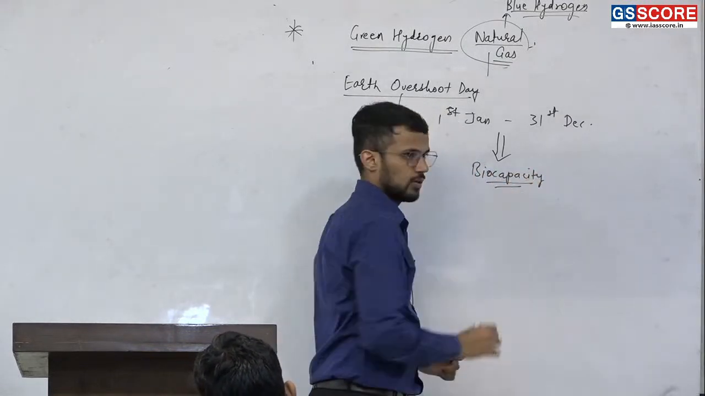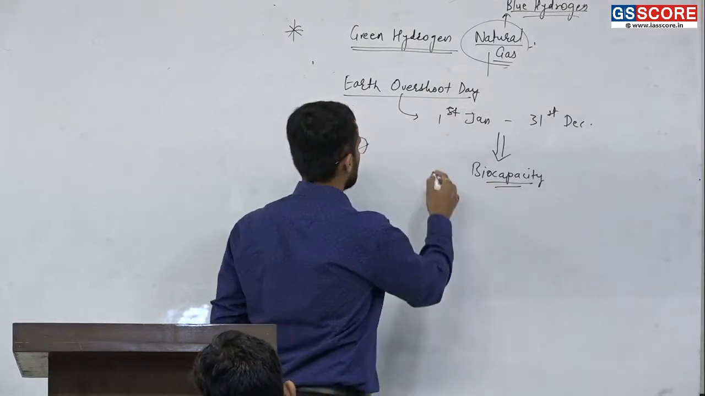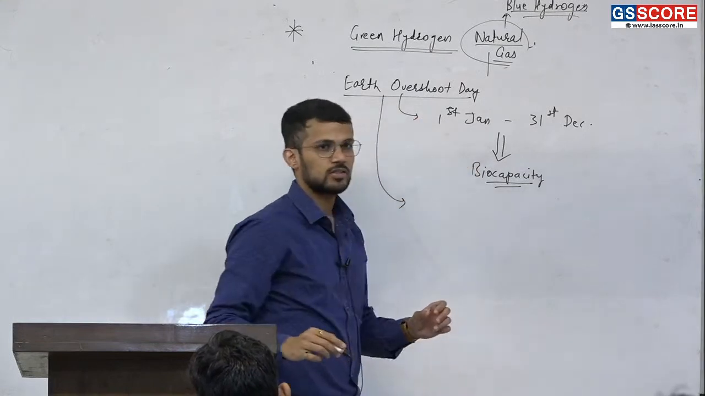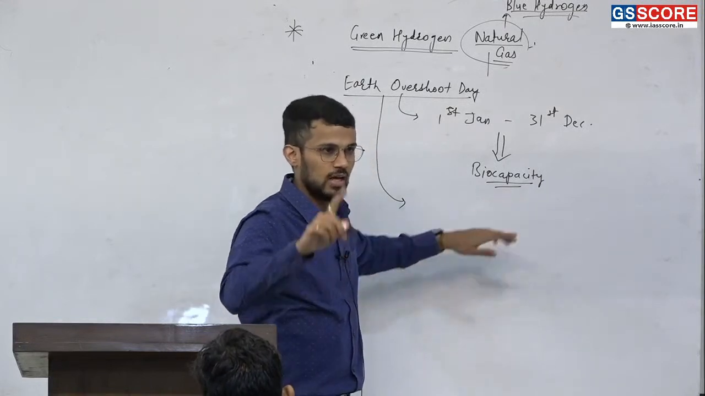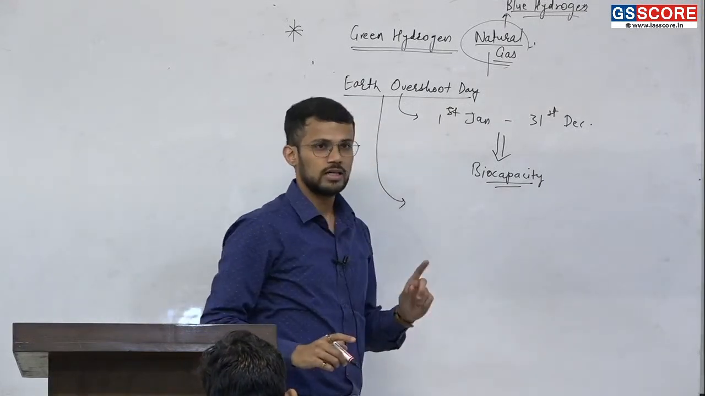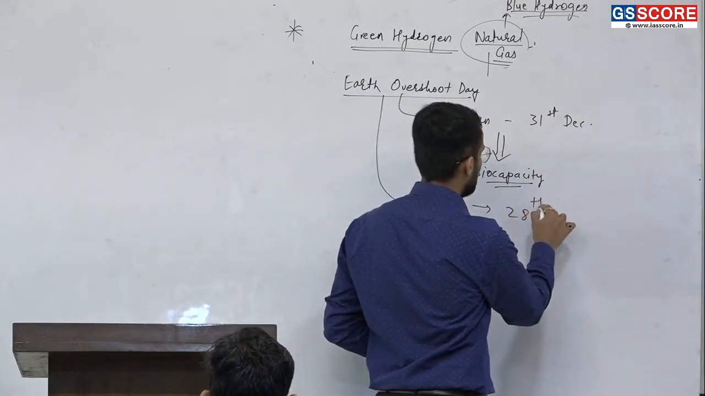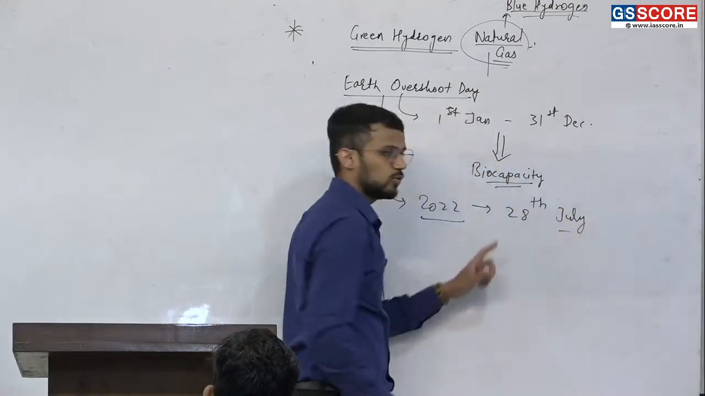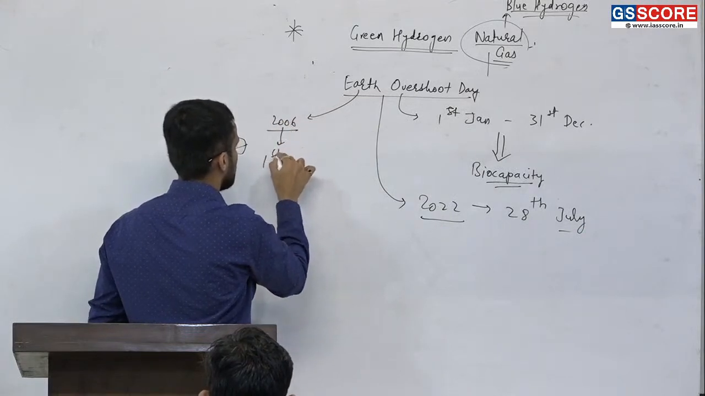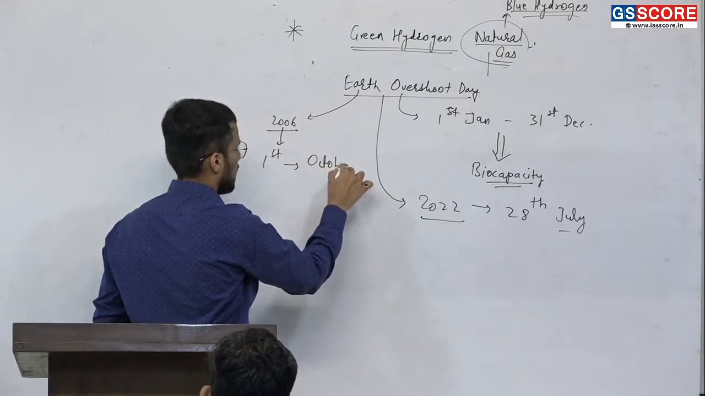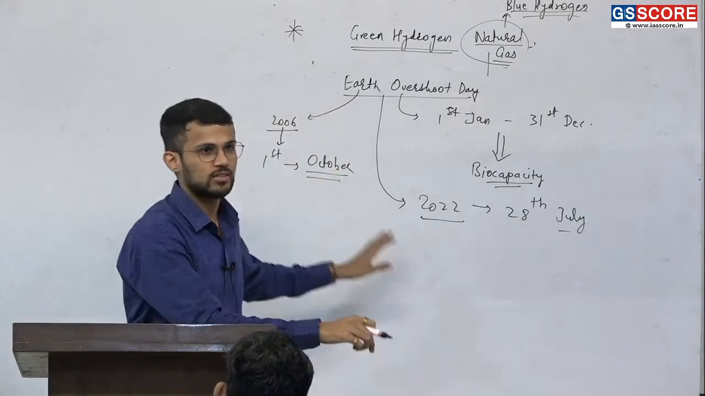And these resources that Earth is generating under its biocapacity are being utilized by human beings. We exhaust those resources on a certain day, and that day is called Earth Overshoot Day. In 2022, it was on 28th of July. When this concept was started in 2006, the first Earth Overshoot Day was in October. And from that, we are just coming closer to January, right? So that is the problem.